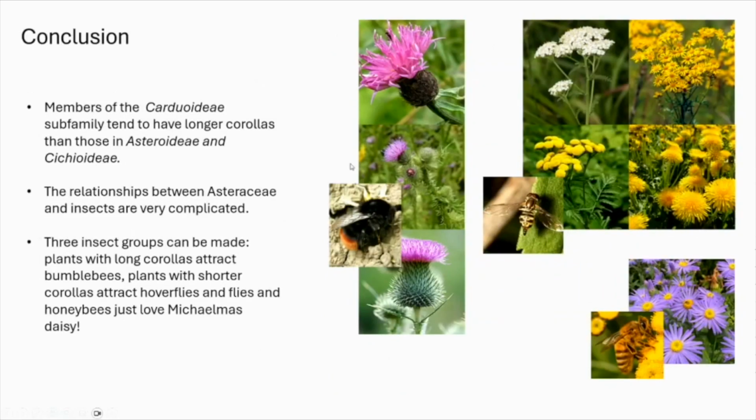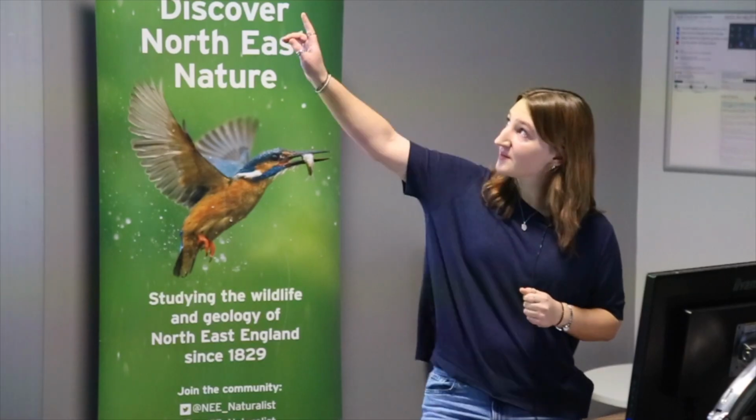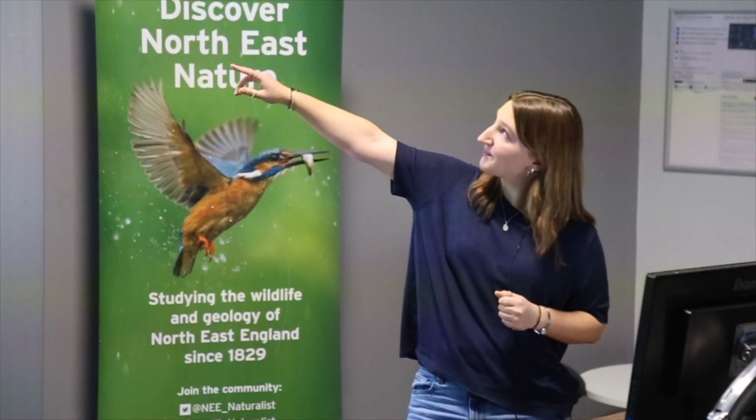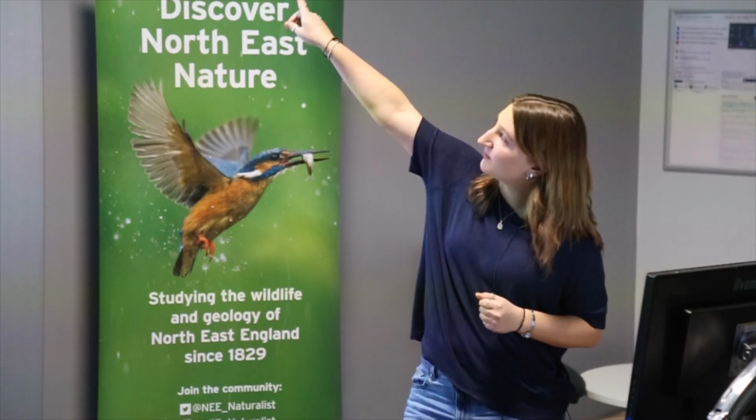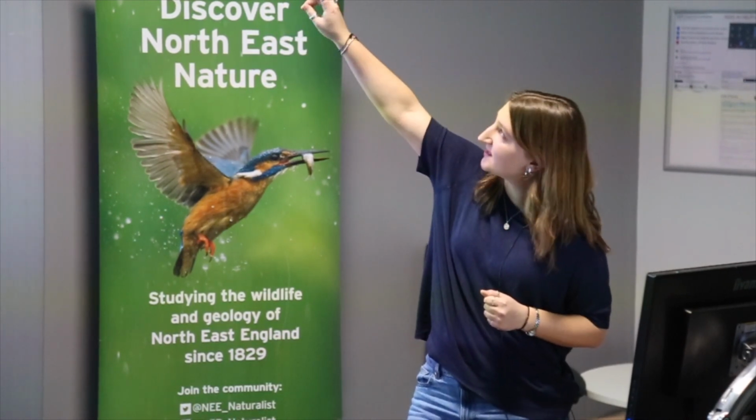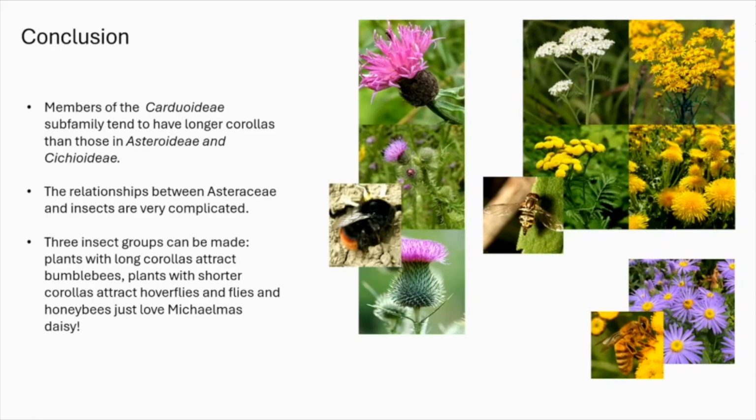Now, I thought I'd include the photos just to prove. Obviously, these ones have the longer corollas. They're your thistle family. Then you have your hoverfly-loving ones, your tansy, dandelion, and then your Michaelmas, which honeybees loved. So it was a tiny study, but we still were able to find good trends. So it's kind of indicative that bumblebees like a longer corolla.